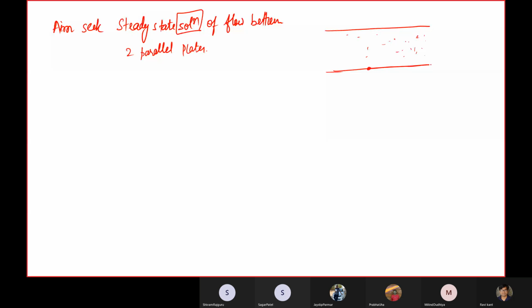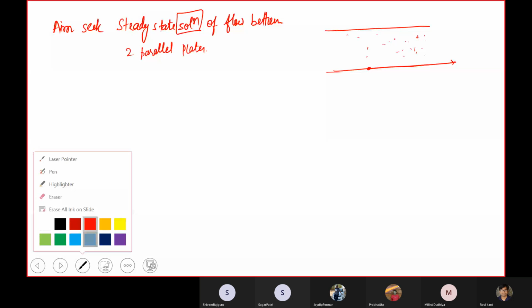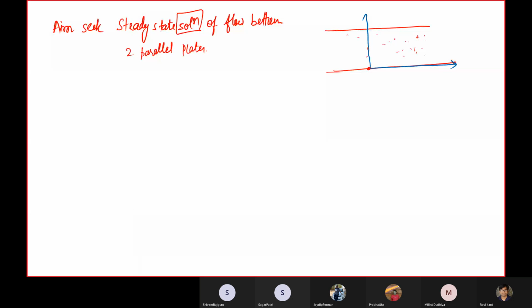So this is my x-axis. Let me do it with another ink. So this is my x-axis, this is my y-axis. And the length between these two plates is, let's suppose, 2b. Okay. What are the boundary conditions that you would expect? What is the physics that is involved here?